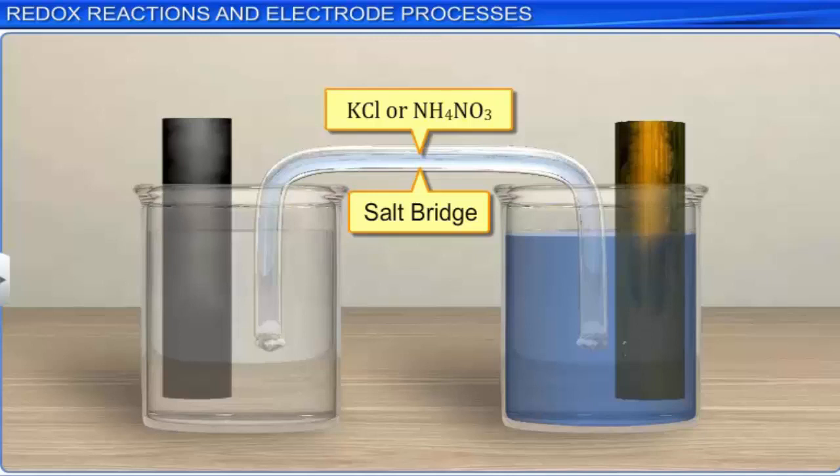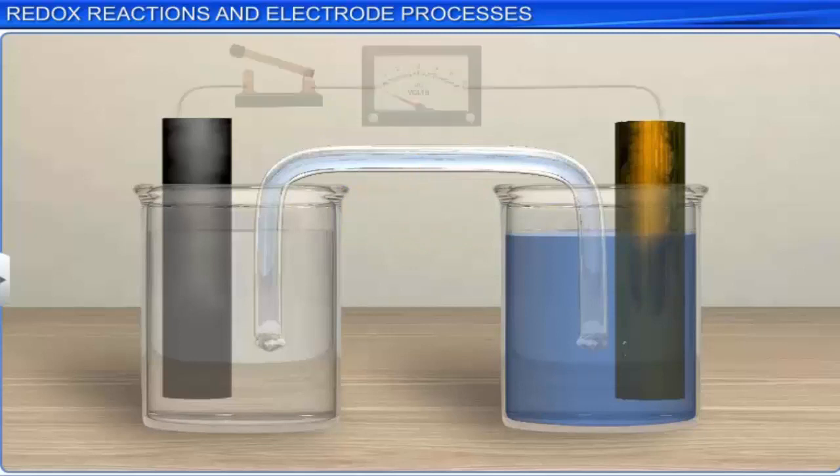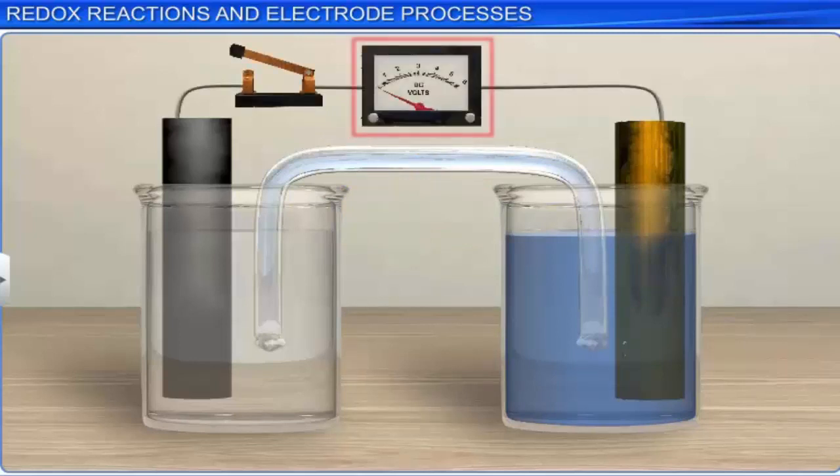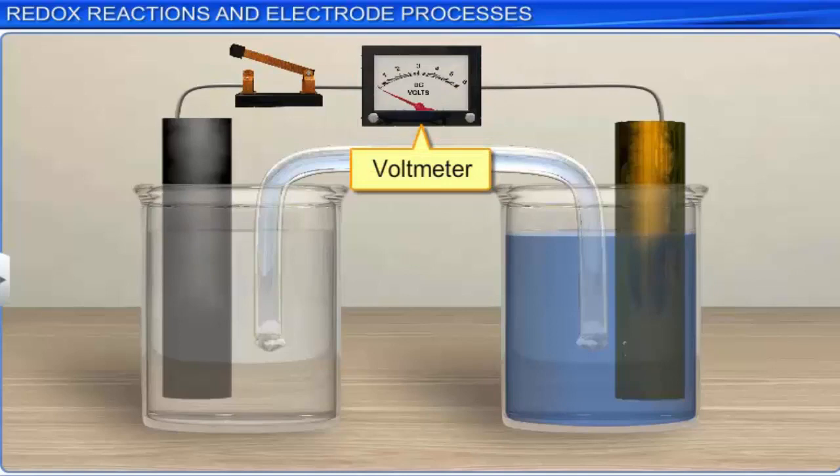It is an inert electrolyte and is a substance whose ions neither take part in a redox reaction nor react with the solutions in the two beakers. Next, we connect the two ends of a voltmeter to zinc and copper electrodes by means of wires.